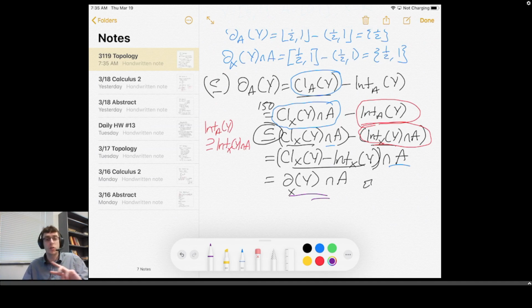Right. And just when you're saying that, so you want to flip those, right? So it's the interior of Y in A or the closure of Y in X. The subscript is the thing you're in. Yeah, yeah. Okay. Right. Yep. Cool.